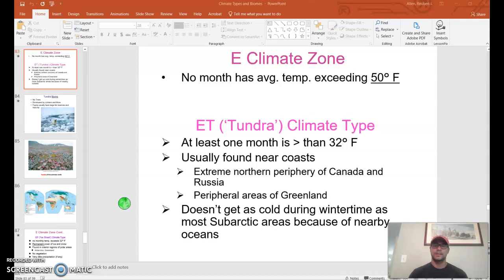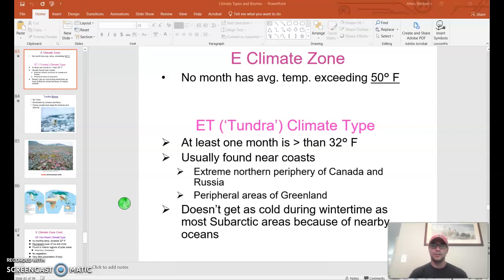Now, what they share in common is that no monthly mean temperature can exceed 50 degrees Fahrenheit, because it's at that particular mark that if temperatures do exceed 50 degrees Fahrenheit, even for a short period, that is warm enough to support forest growth, tree growth. And so for both tundra and ice cap, you can't have trees. Now, what separates the two is that tundra is cold, while ice cap is consistently very cold.